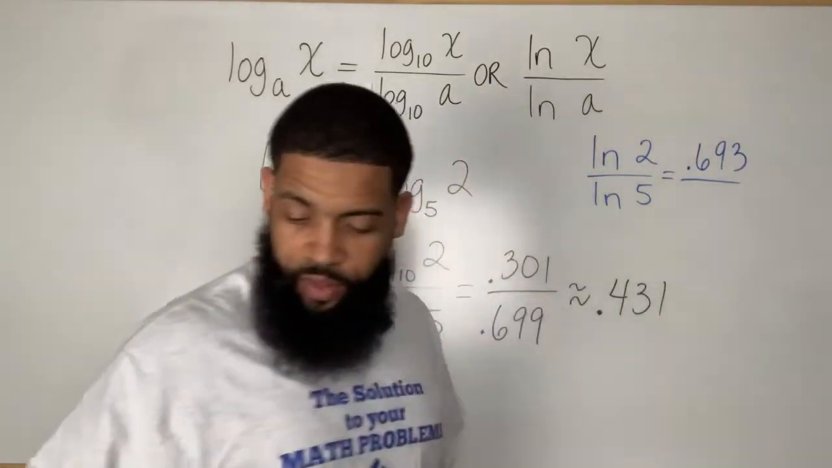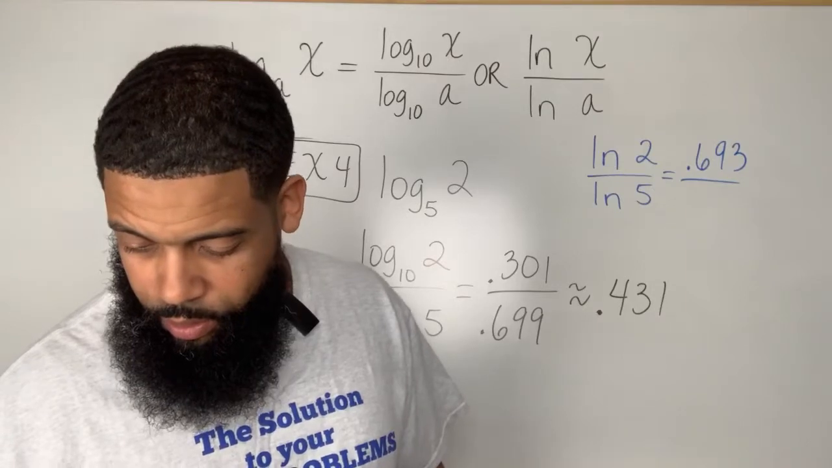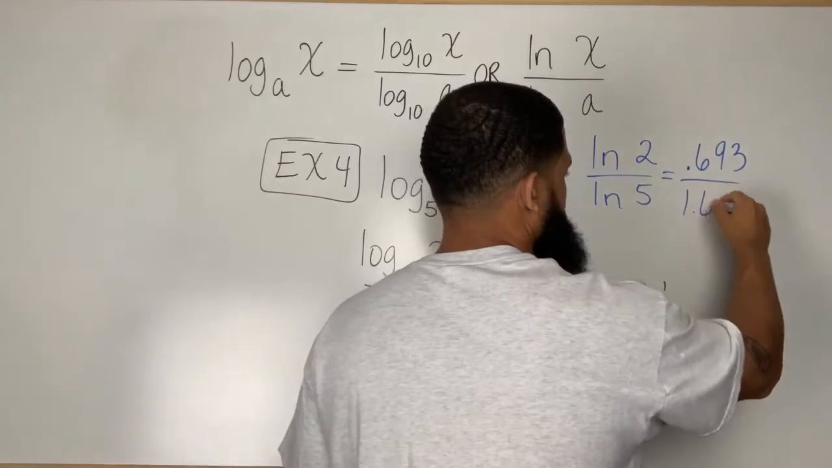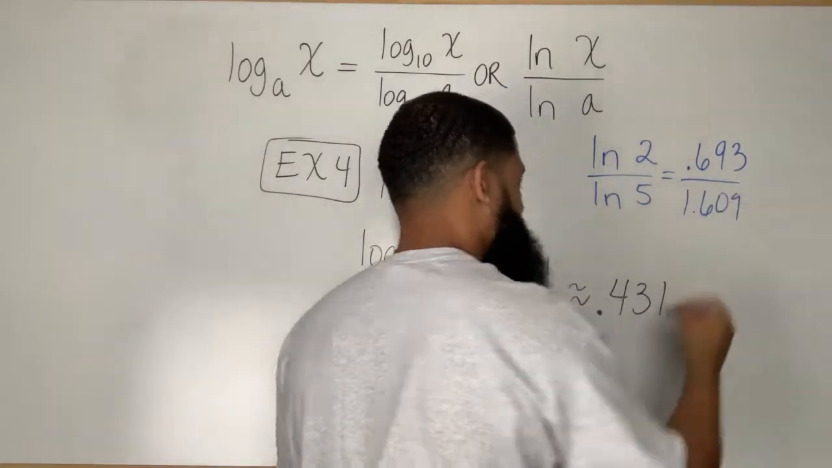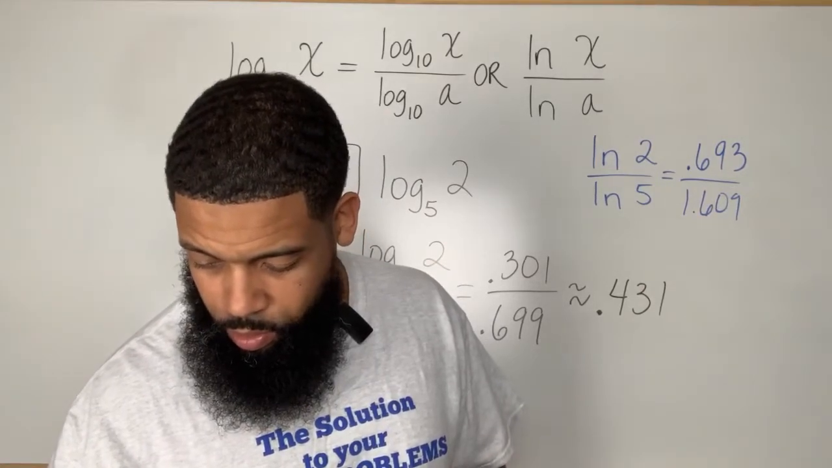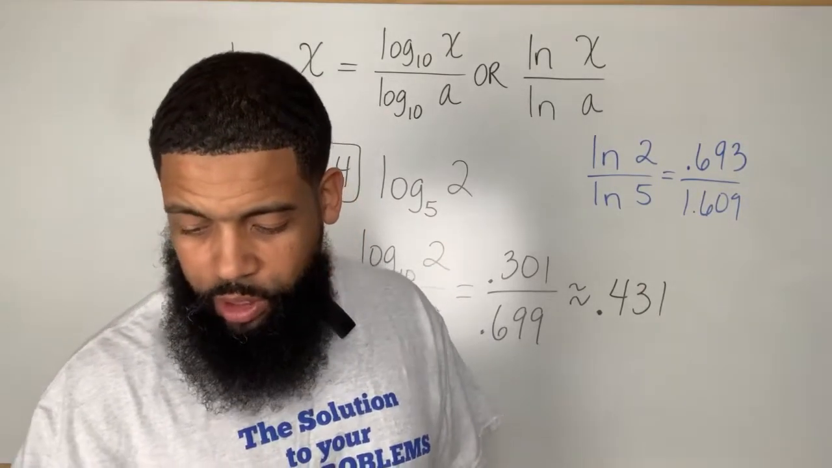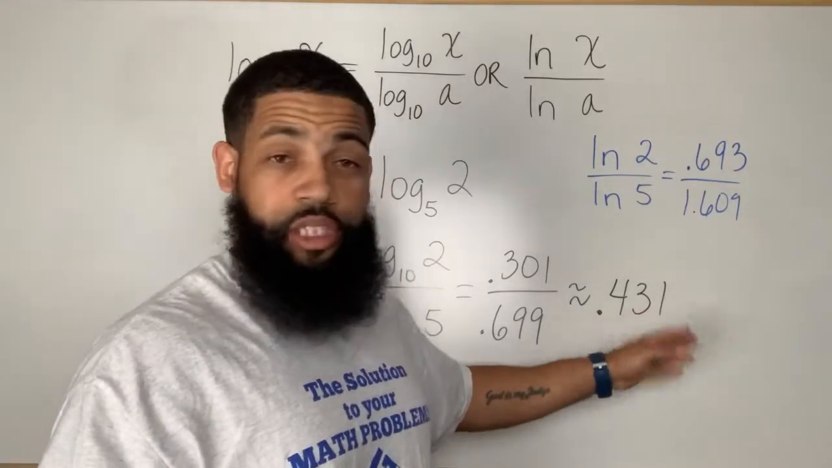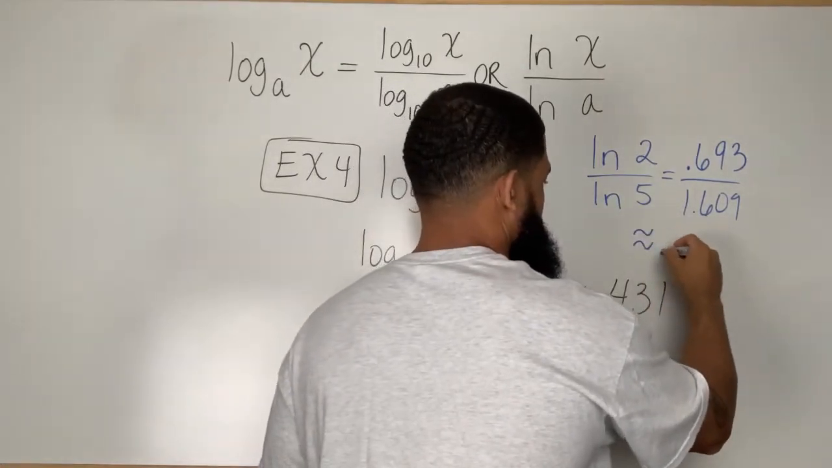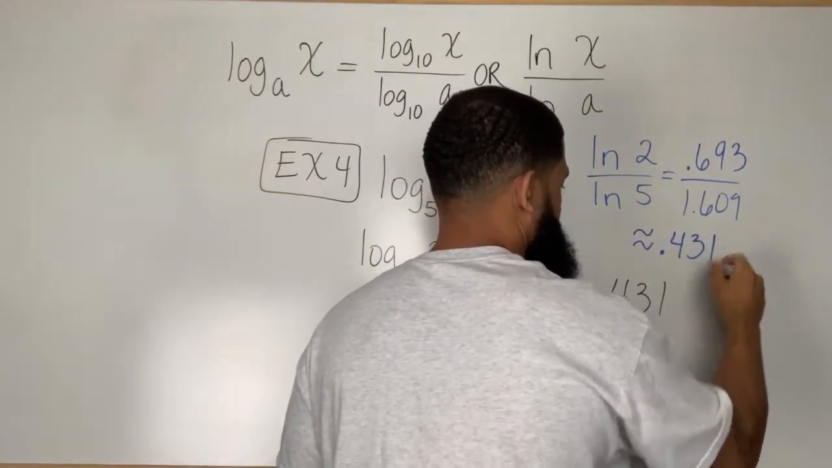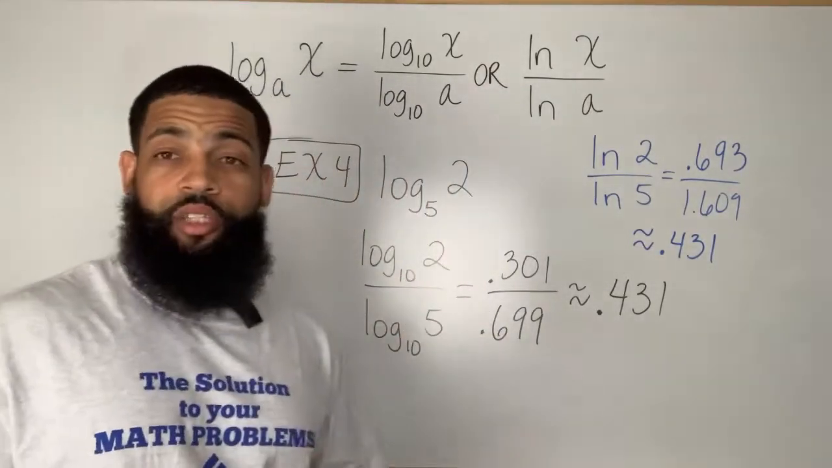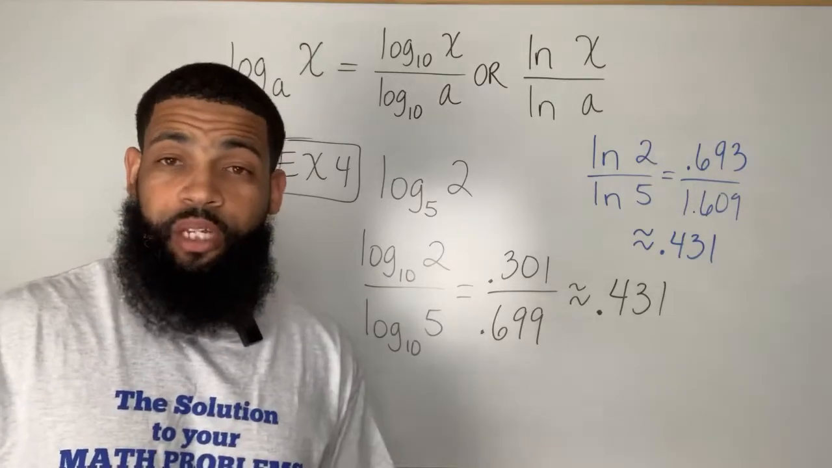And the natural log of 5 is 1.609. And if I divide those two, I'm going to get 0.4307, which is approximately 0.431. So natural log or log base 10, they're going to give you the same value. That's the change of base formula.